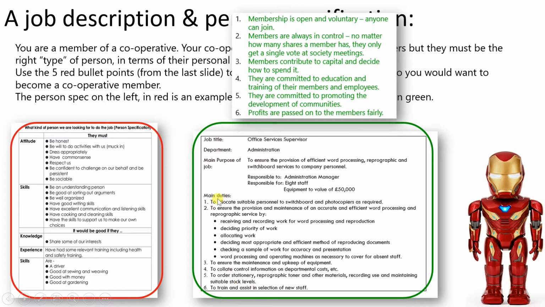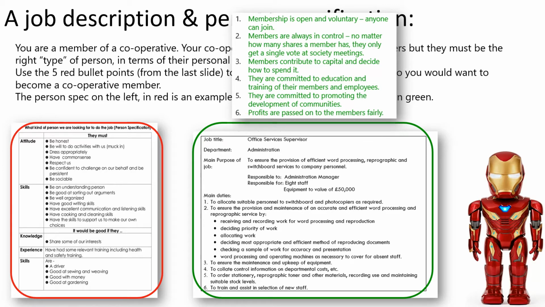And profits are passed on to the members fairly. Well, that obviously is a task in terms of making sure that the annual profits, because all companies will calculate their profits annually, and making sure there is a fair process to divvy them up amongst all memberships.